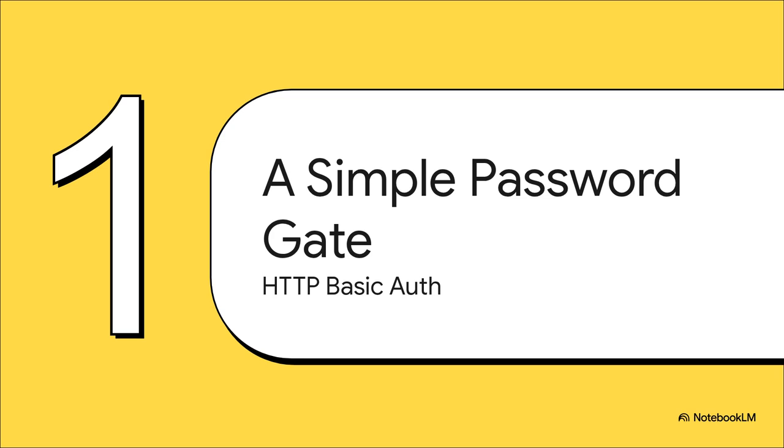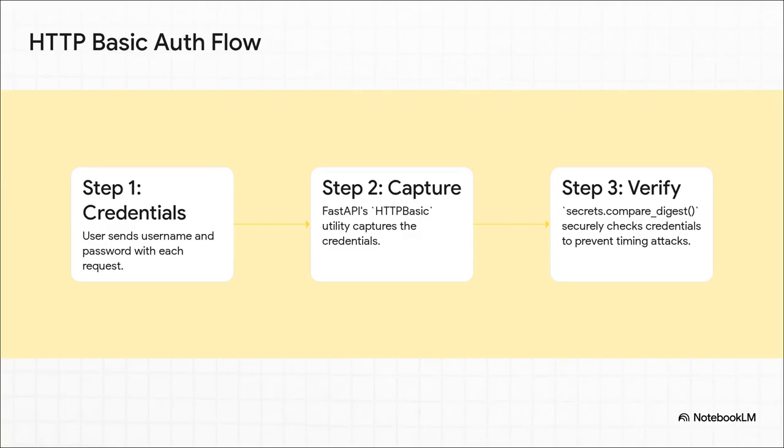Okay, let's dive right in. Our first wall, our first line of defense, is going to be the most basic one. It's called HTTP Basic Authentication. And it's kind of like putting a simple password gate at the main entrance. So how's this work? Well, it's pretty straightforward. The user has to send their username and password with every single API call. FastAPI has this handy little security tool, HTTP Basic, that just grabs those credentials for us.